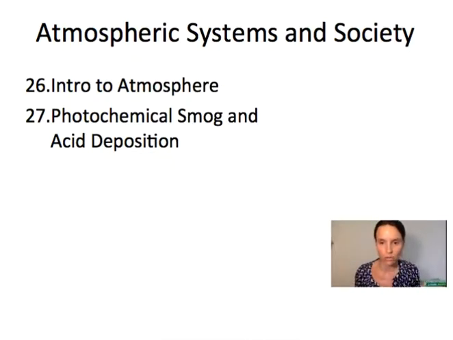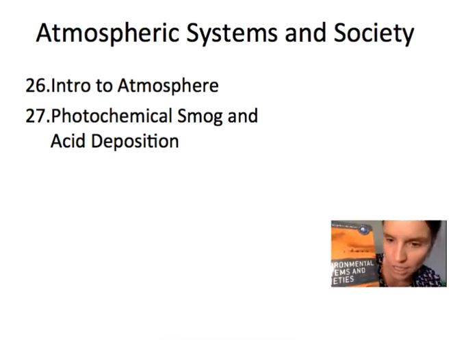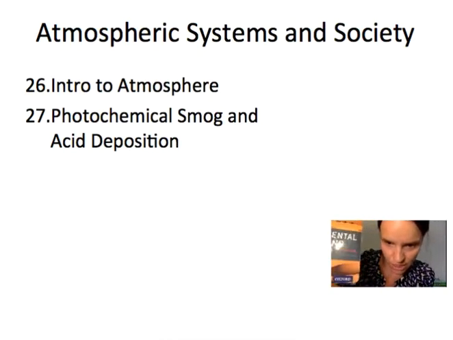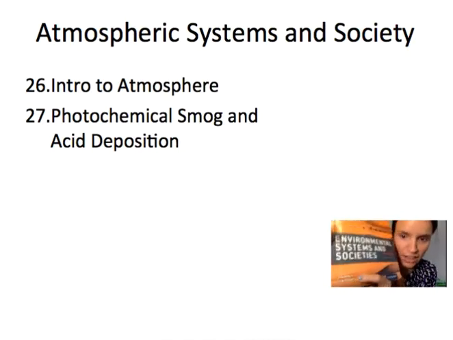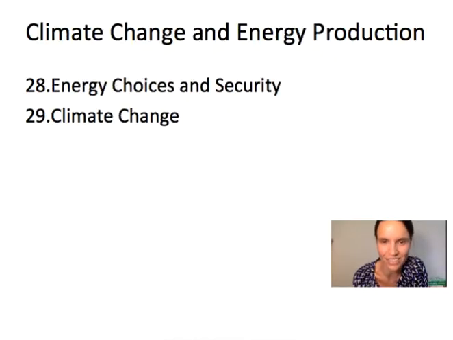The textbook that I use, which I love, is Oxford Press, Environmental Systems and Societies by Jill Rutherford and Gillian Williams. I don't know if you can see their names down here. I love this book. They break this unit up into 4 classes, but I think that we can do it in 2, and I don't want to waste your time. So I do that in this unit about atmospheric systems and societies, and also the unit about climate change and energy production. We talk about energy choices and security, and then everything about climate change, impacts, causes, mitigation, and adaptation.